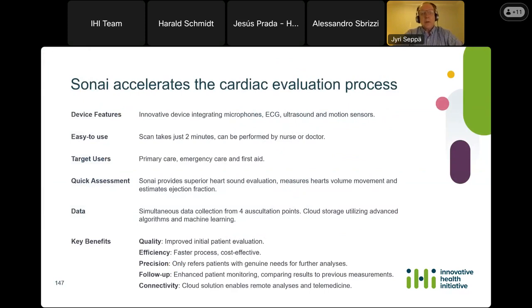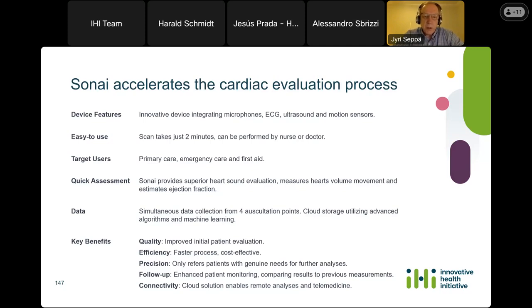So a few words about our solution. We have developed a device which integrates microphones, ECG, ultrasound and motion sensors into one device, which is quite easy to use. We have quite strong know-how in MEMS technology, and we utilize the PMUT technology in our solution, which enables quite interesting solutions. The whole solution has been planned in a way that the scan can be done by either a nurse or a doctor. And as said, the target users are mainly in primary healthcare, but we think that emergency care and first aid units can also utilize this kind of solution.